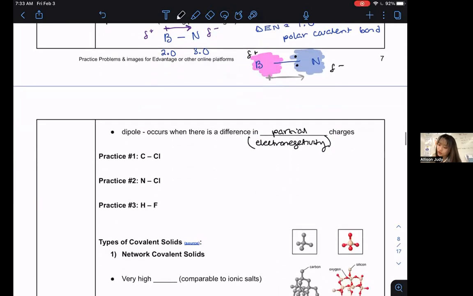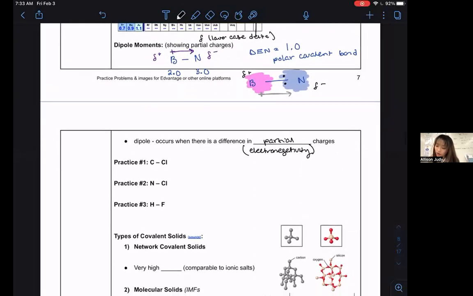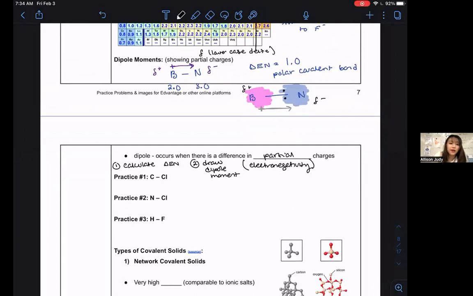Okay, so go ahead and try giving it a little practice. I want you to, one, calculate the electronegativity difference, and then two, draw a dipole moment between the two. So go ahead and use the Pauling scale and solve these right now.